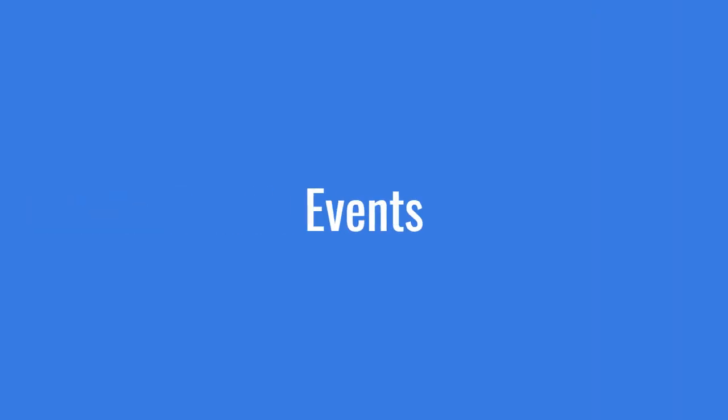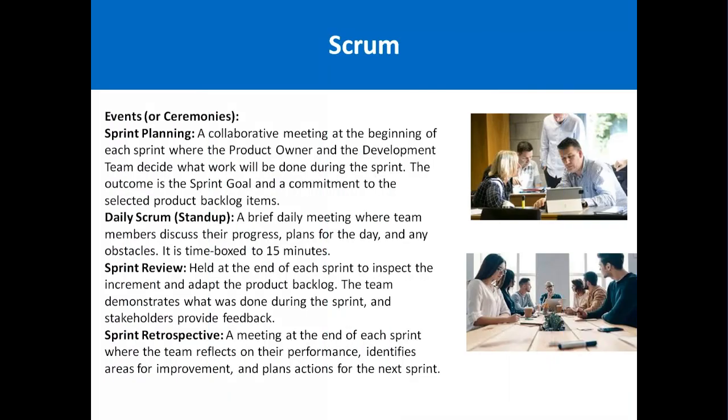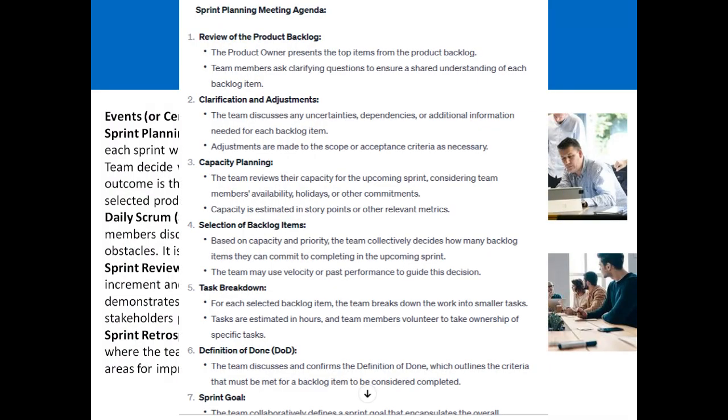Then events. The first event is the sprint planning meeting. Before starting a sprint, we do the sprint planning meeting, in which the scrum team sits together. They decide what tasks need to be completed in the sprint, and do the planning for the sprint as well. We take the tasks from the product backlog items and do the planning for those items.